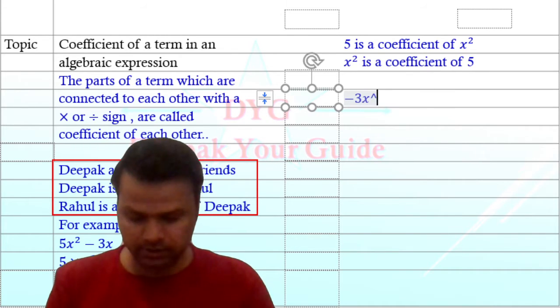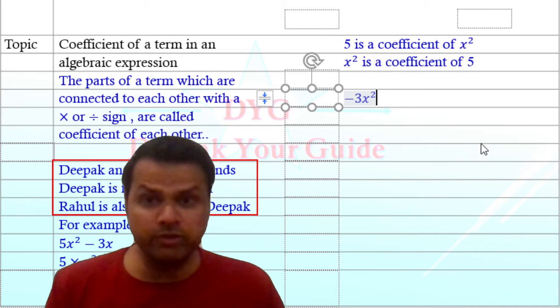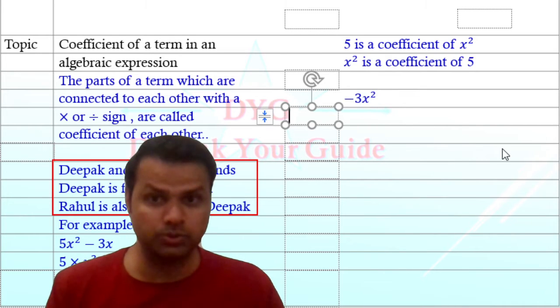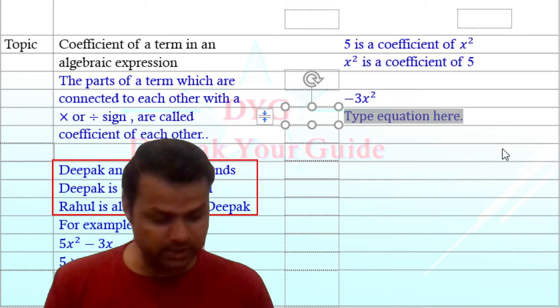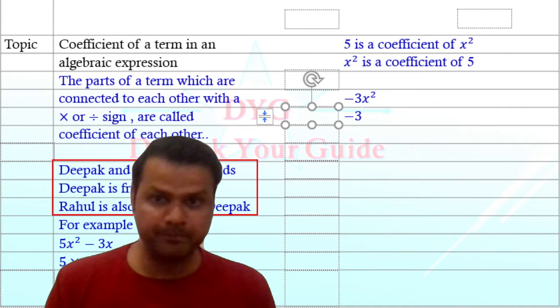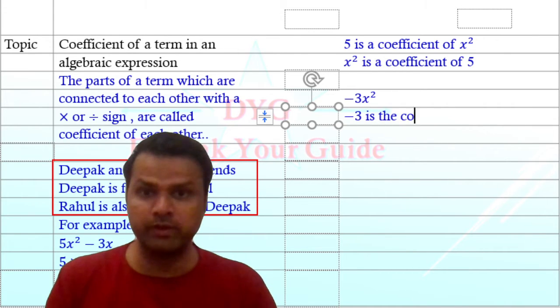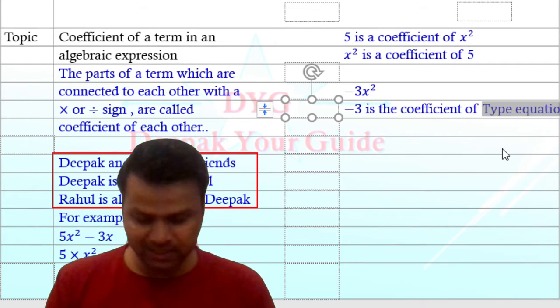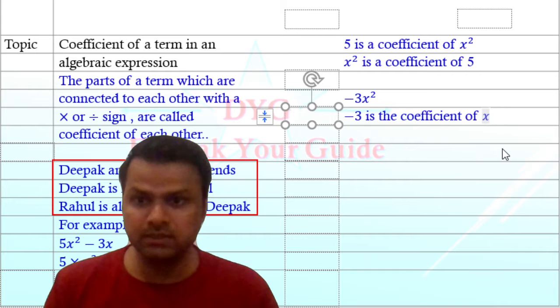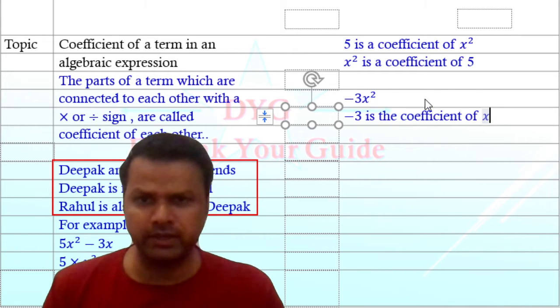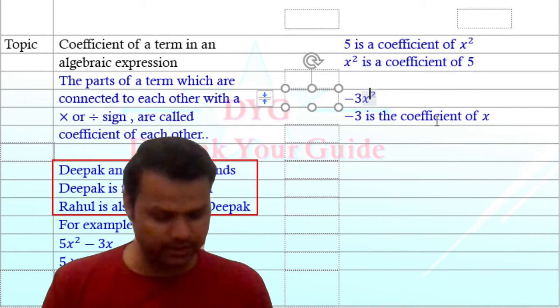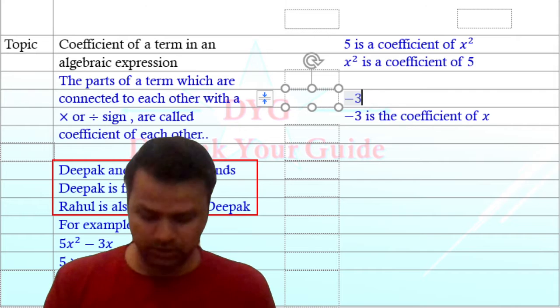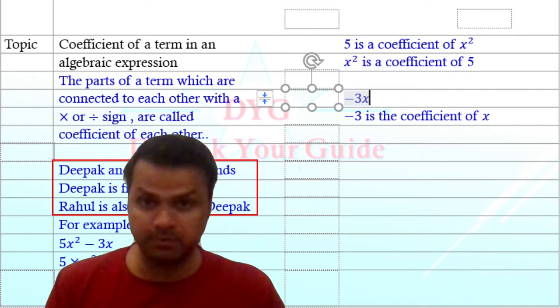Minus 3x squared. Now we have got a sign, the negative sign also. So in this negative sign, we'll say that minus 3 is the coefficient of x. Sorry, there's no square here. Let me correct it. It's minus 3x, not x squared. It's only minus 3x.